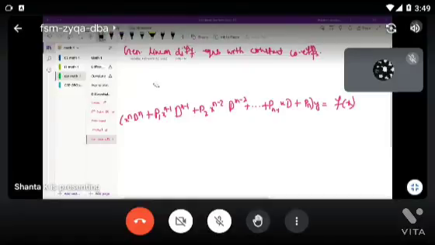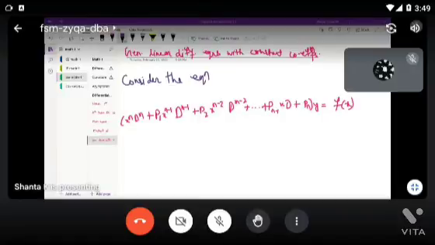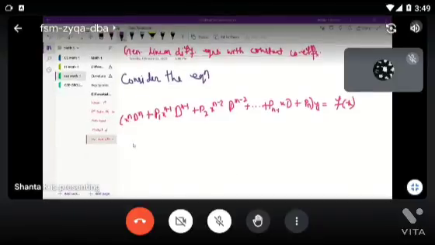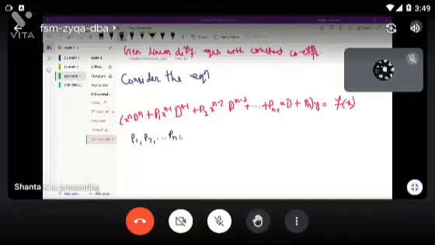Consider the equation. So we will consider this equation where the nth order derivative is there. Then here P1, P2, Pn are all constants and f of x is a function of x.